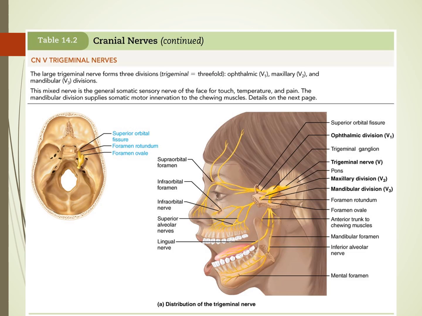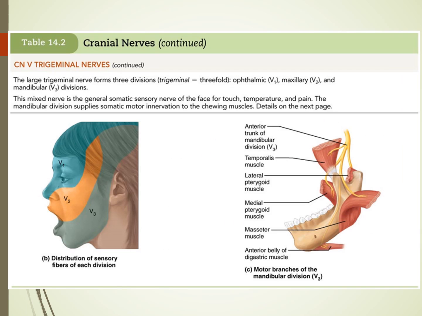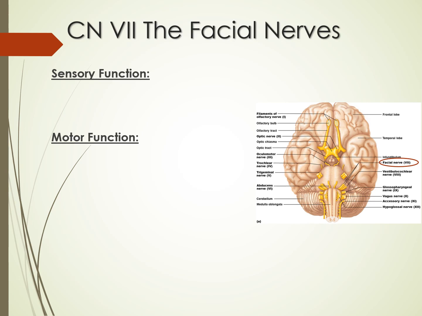So we actually have two tables for the trigeminal nerve from the book because it's such a large and important nerve. This first one shows you the tracks of those nerves and of those branches. So we have the three branches going to the eye, the upper jaw, and lower jaw. So you can think of it that way.